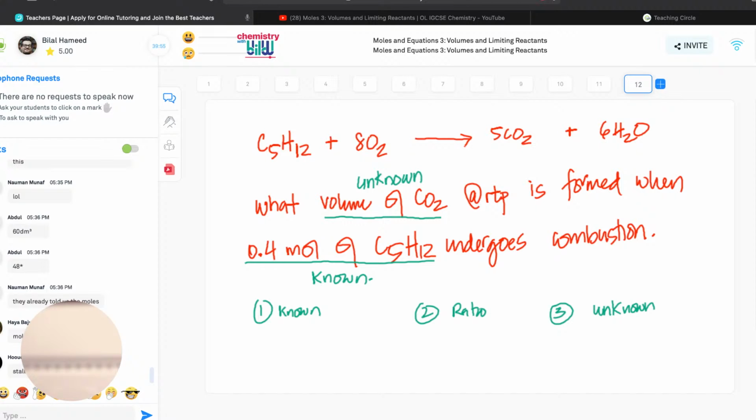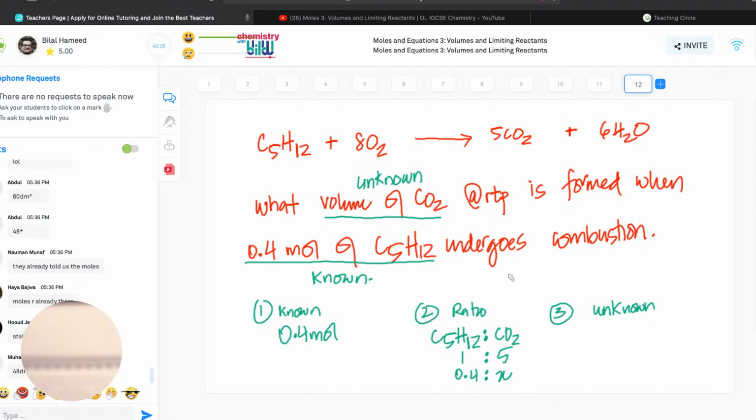Yeah, moles are already there. How much is moles? So you already have that. It's 0.4 moles. Then the ratio in the equation is C5H12 is to CO2. That is 1 is to 5. So it would be 0.4 is to what? So what do you do? Cross multiply, and as Abul says, crossy, crossy.